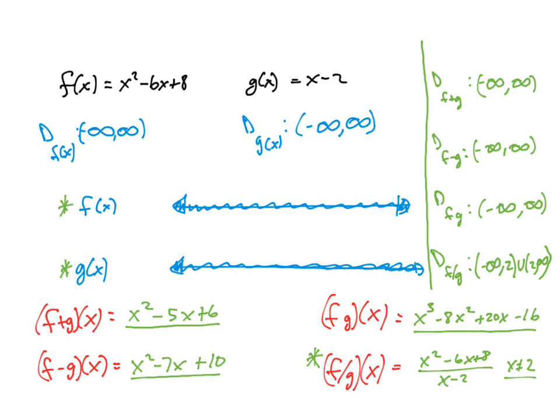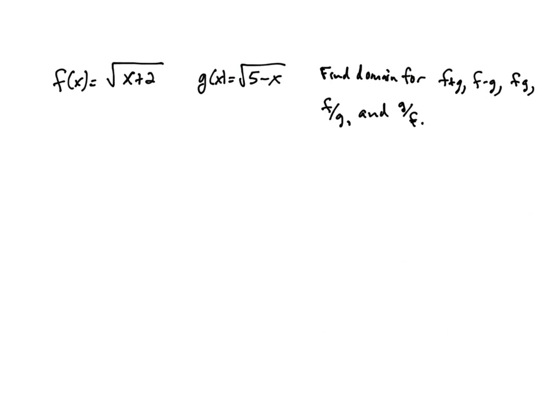Now let's look at one last example of combining two functions and see what their domains look like. So two new functions, we have f of x equals square root of x plus 2, and then g of x equals square root of 5 minus x. So let's go ahead and find the domain for each of these combinations. But before we get to that, let's find the domain of each of these individually.